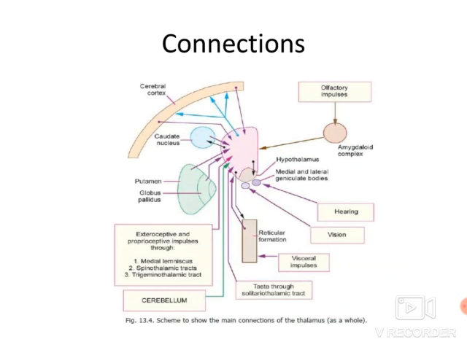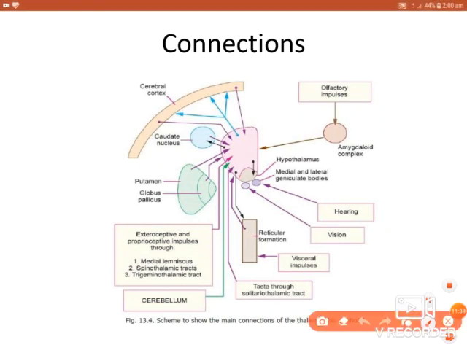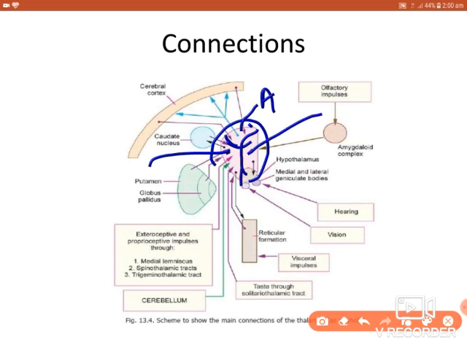Then coming to the important connections of this thalamus. Here is the diagrammatic representation. Here you can see this is the thalamus. It divides into anterior, lateral and medial groups. So this is the anterior nucleus, this is the lateral group of nuclei, this is the medial nucleus, and this is the posterior nucleus or pulvinar. Then this lateral group includes the ventral and dorsal. The dorsal I am not showing in this.